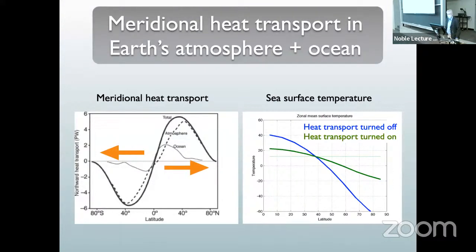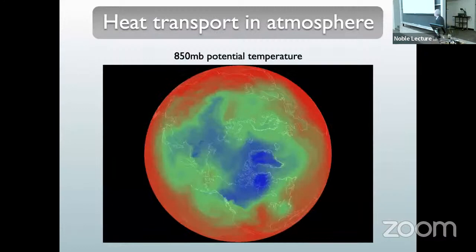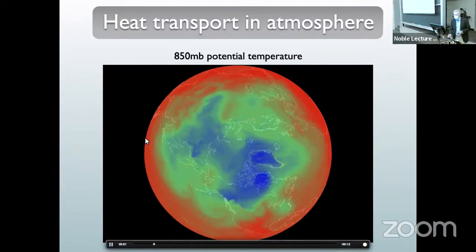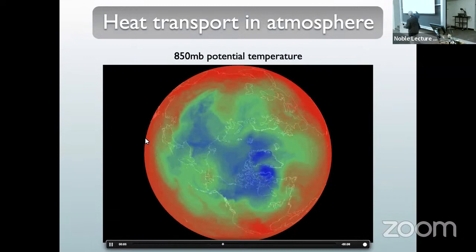Now, the question is, what achieves that heat transport? And we can start by looking at potential temperature at 850 millibars on our Earth. This is the US continent. And we're just going to play a movie. What you start seeing, the color is the temperature itself. Oh, it doesn't play. The color is temperature. So you see cold is blue over the Arctic and warm is towards the equator.